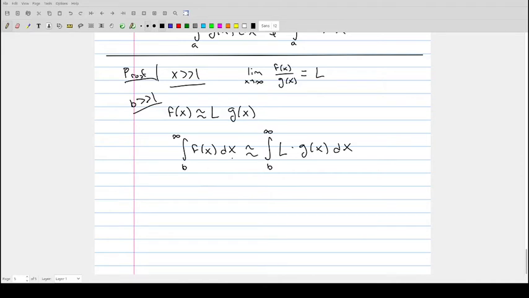So if this is true, then the improper integral from b to infinity of f of x dx for very large values of b is approximately equal to L times the improper integral from b to infinity of g of x dx. So we expect these two things to do the same thing if L is a strictly positive real number. It's not an exact proof, but it's the basic idea and motivation behind why this works.